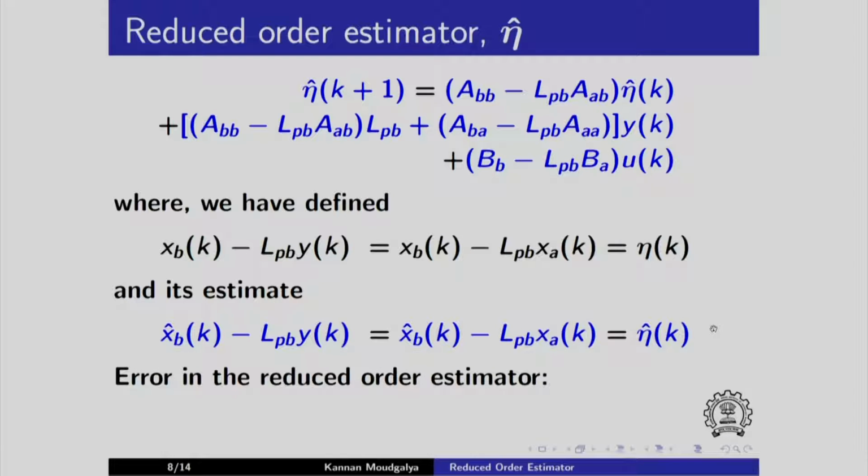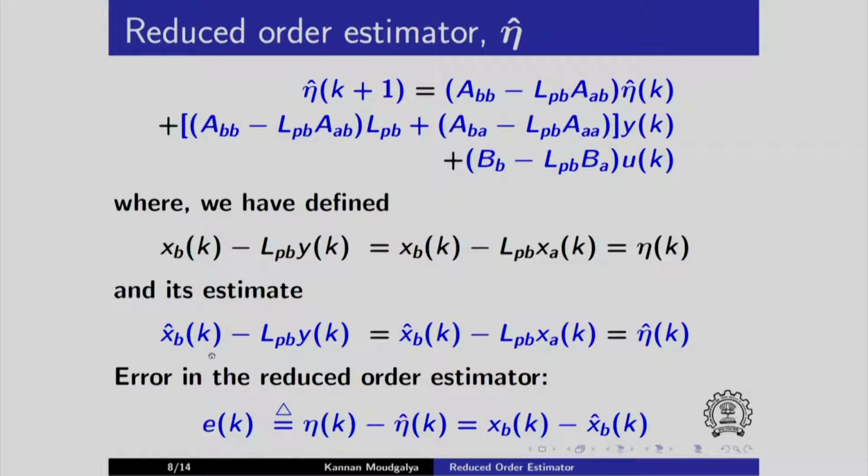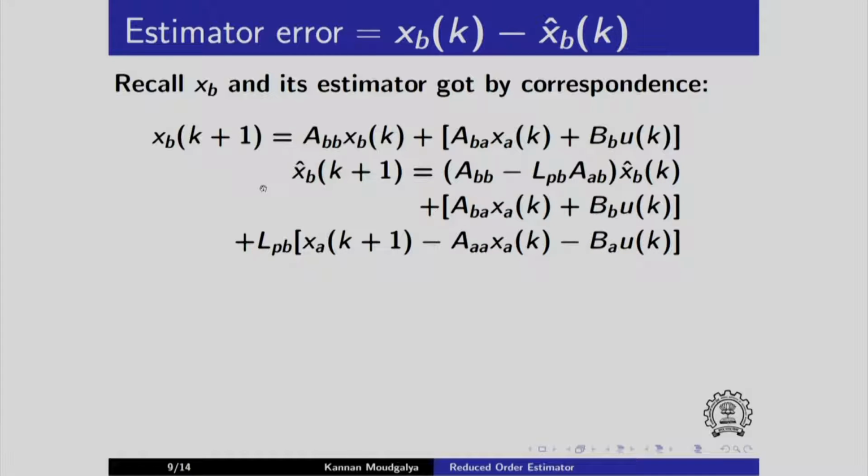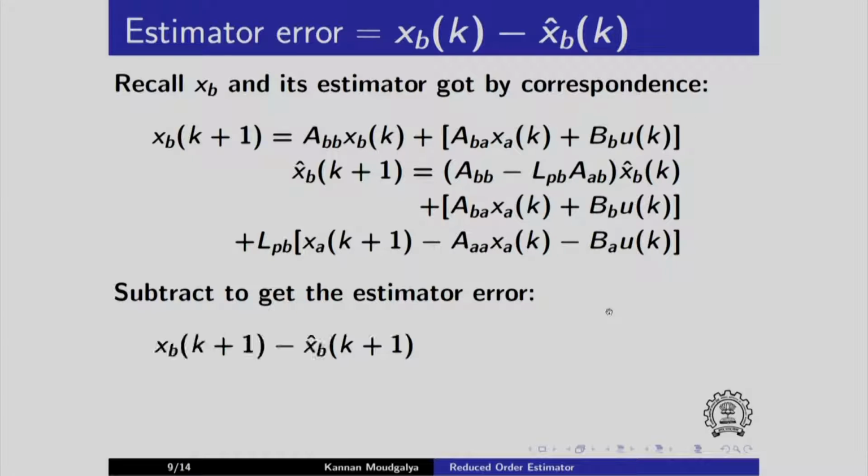So the error in the reduced order estimator is eta minus eta hat. So if I subtract this, I get XB minus XB hat from here. Let us derive that estimator error, XB minus XB hat. Recall XB, that was the second equation in the first slide, and its estimator that we got by correspondence. Let us subtract to get the estimator error.